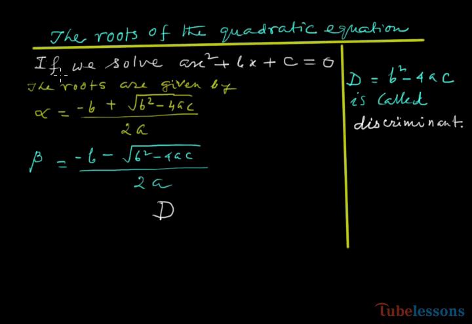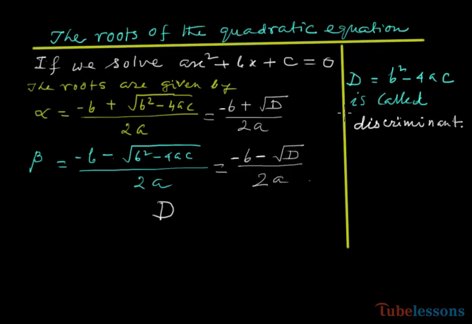Now, the roots of the quadratic equation: if we solve ax square plus bx plus c is equal to 0, then we get the roots as alpha equals minus b plus root over b square minus 4ac by 2a, or we can write minus b plus root d by 2a. Similarly, beta is equal to minus b minus root over b square minus 4ac whole by 2a, so minus b minus root d by 2a. Here d is called discriminant.